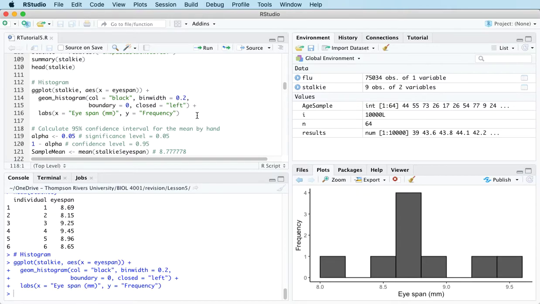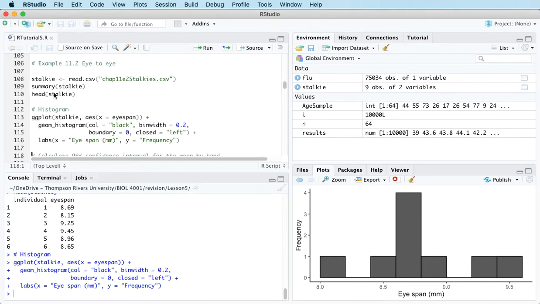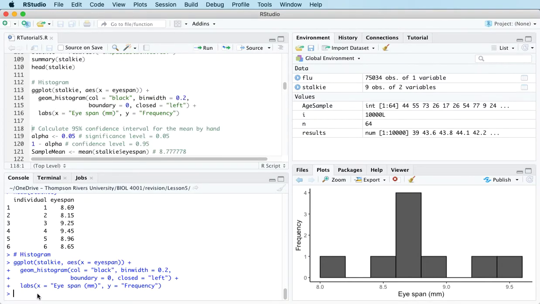So this data is the eye span of, I think it's a particular type of fly. Is that what it is? Yeah, the stalk-eyed fly. And these are the distances, I guess, between this fly's eyes. And we don't have a very big sample here, so we could actually look at the entire data set. Why don't we do that?